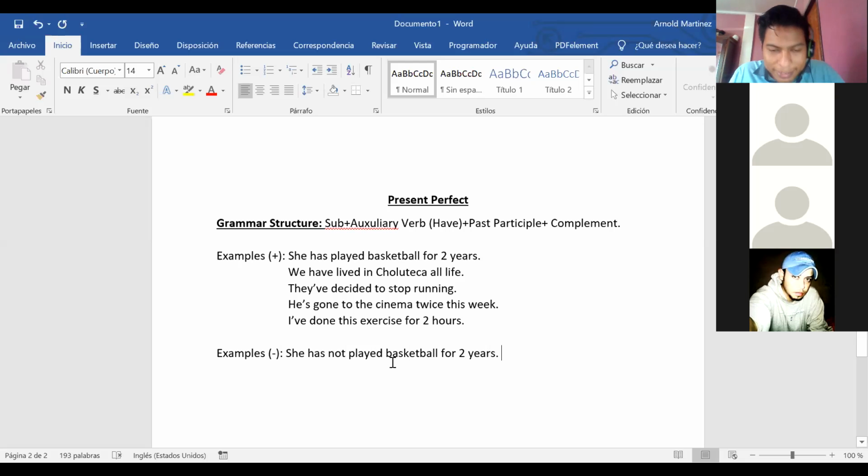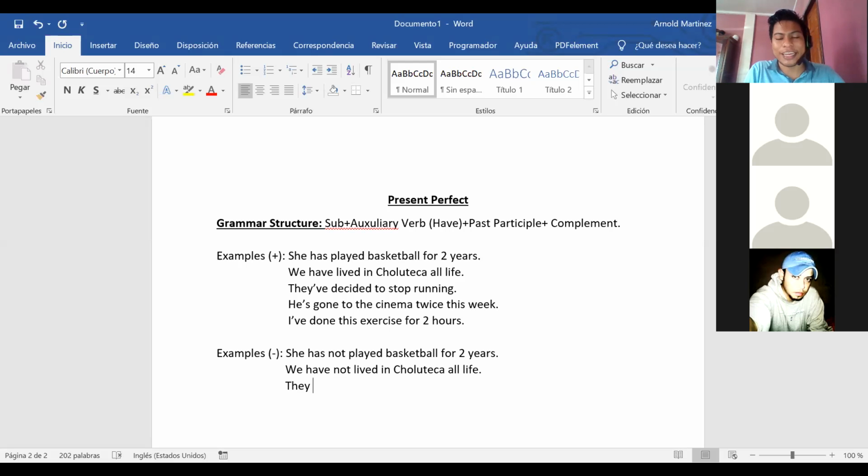Look, aquí no es como simple present, que aquí no voy a conjugar mi verbo. Siempre mi verbo está conjugado. Eso no aplica en present perfect. Ojo, okay? Next then. We haven't, or have not lived in Choluteca all life. Next.